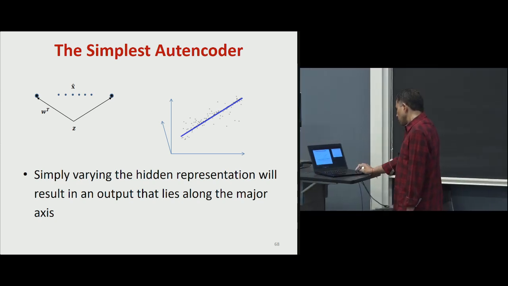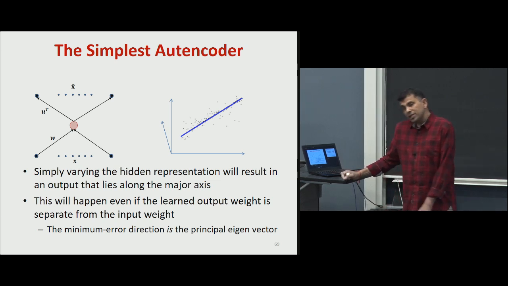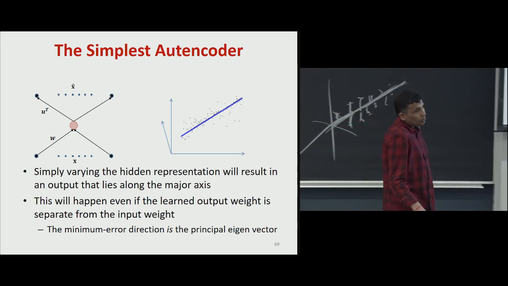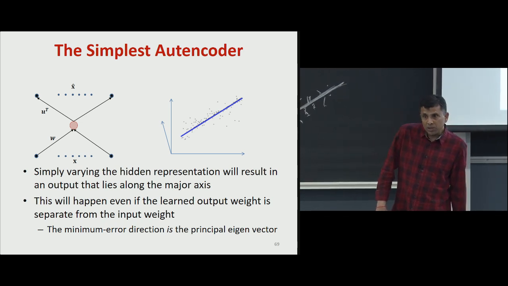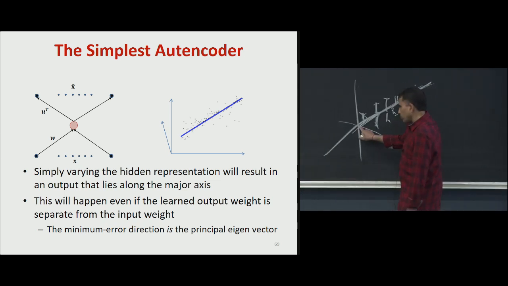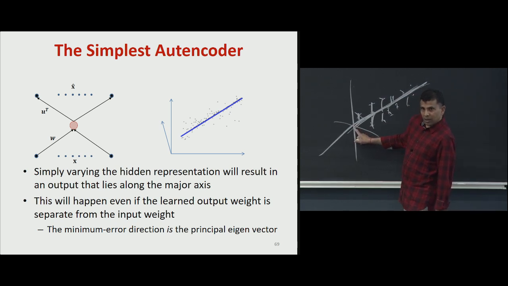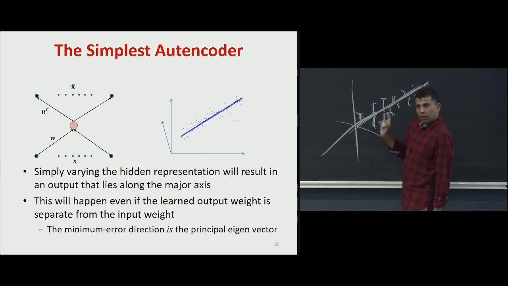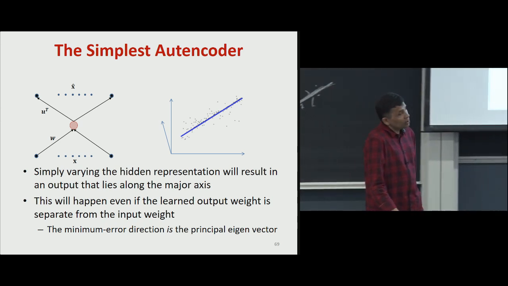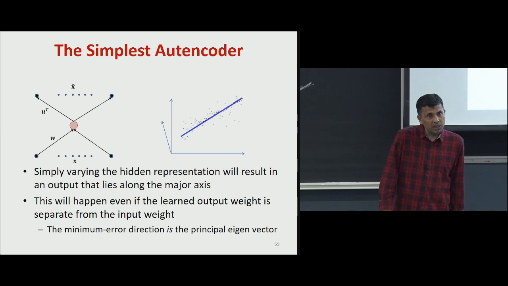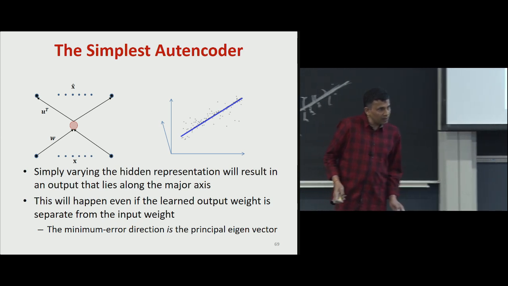This is going to happen even if the input and output weights are different. If you don't say that the input weights and output weights have to be the same, you get rid of this restriction, you're still going to be estimating outputs. If I want to approximate any data point by the extension of a vector, then the only vector which results in the lowest error is going to be the principal component vector, which means U, the output reconstruction vector, is guaranteed to be the principal component vector. Everybody with me so far, right?